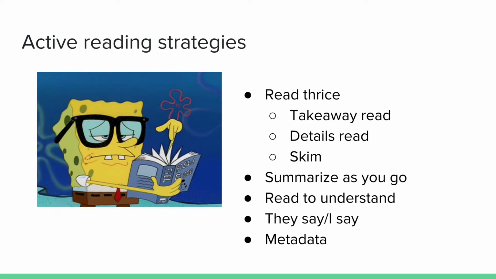That's the first read. So the second read is to go back to each section and look for details. What specific information makes this article meet up in interesting ways against others? Look at the methods, the data figures, other details that give you a more intimate understanding of how this article makes its argument. Now your final read is a skim.